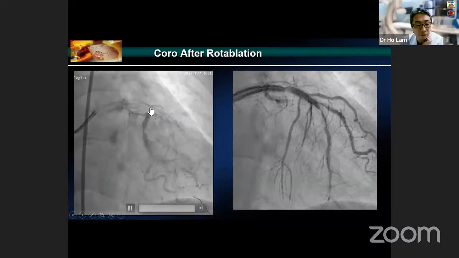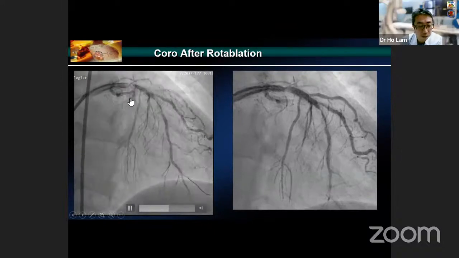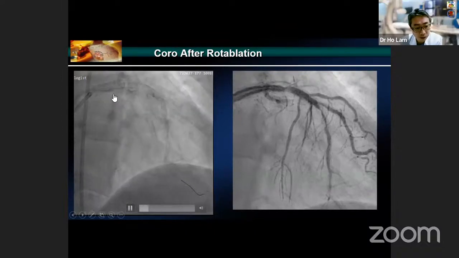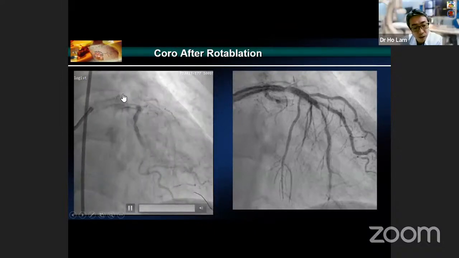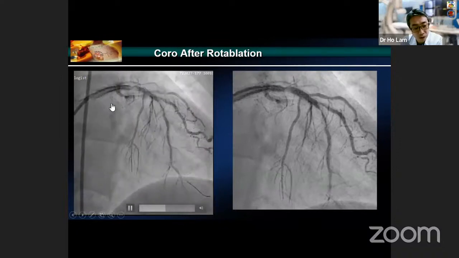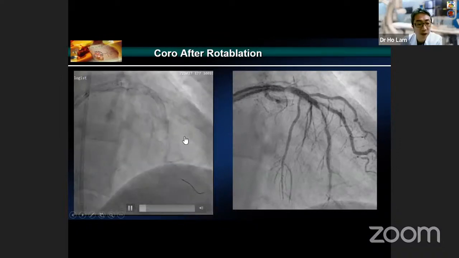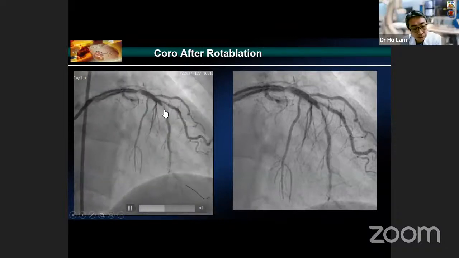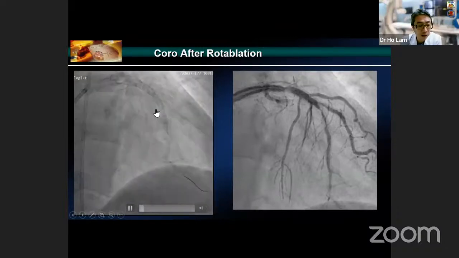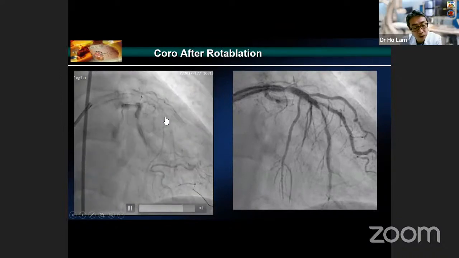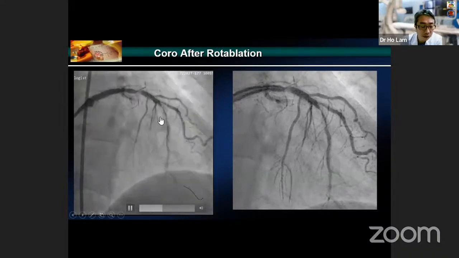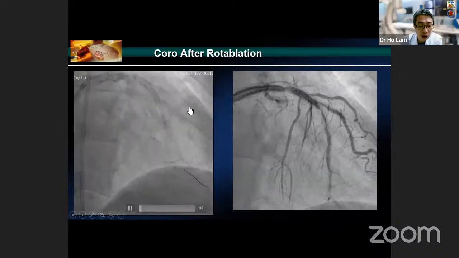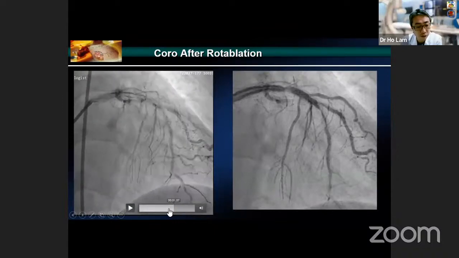You need some atherectomy, particularly rotablation, because it helps you smoothen the vessel so that you can pass the device more easily. So this is the angiogram after rotablation. Many times, we will end up in a situation like this. So my talk is about Rotashock. Why do we have to use rotablation and then use shockwave also?